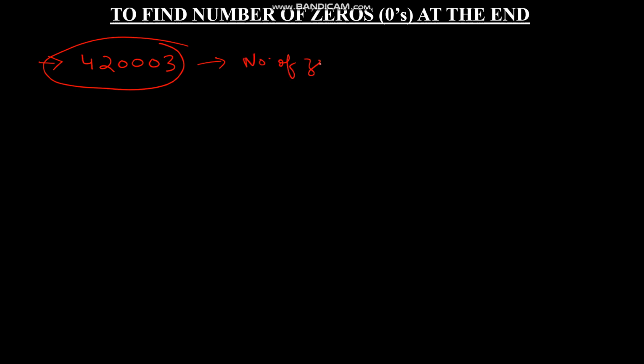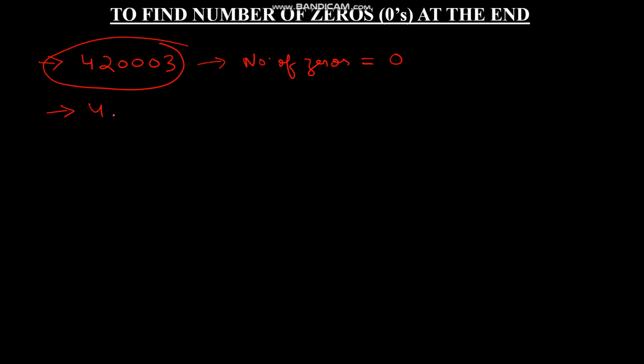So hello everyone. Today I'm going to discuss the concept of finding the number of zeros at the end of any number. Suppose there is a number 420003. What will be the number of zeros at the end of this number? There are no zeros after 3, so the number of zeros is 0.